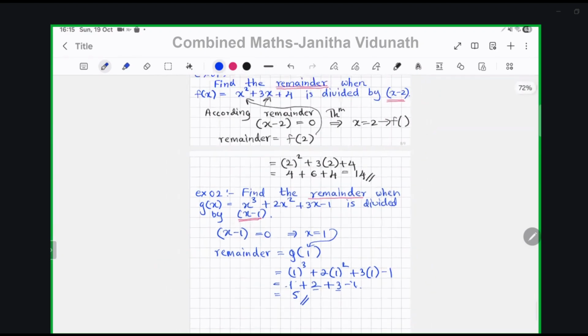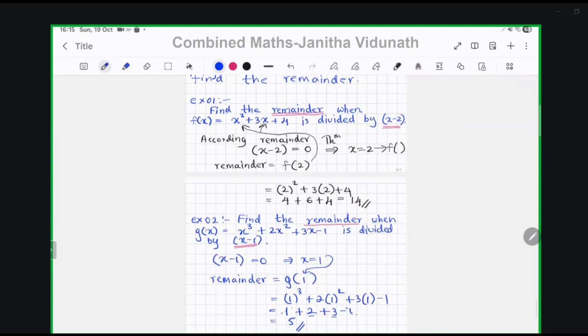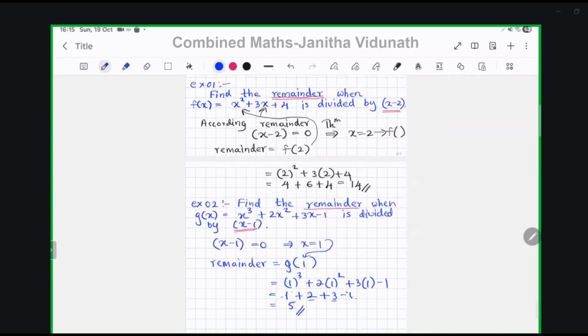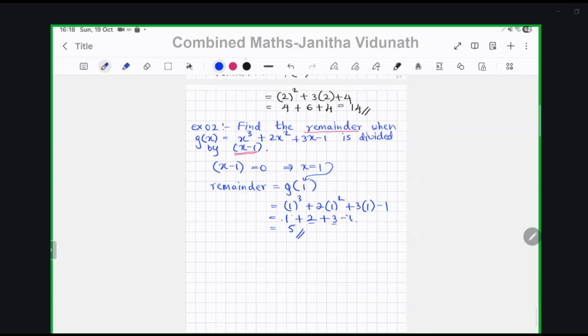Okay. Now, please write down those two examples. I will give 1 minute to write down those things. After that, write down those important things, these two things.